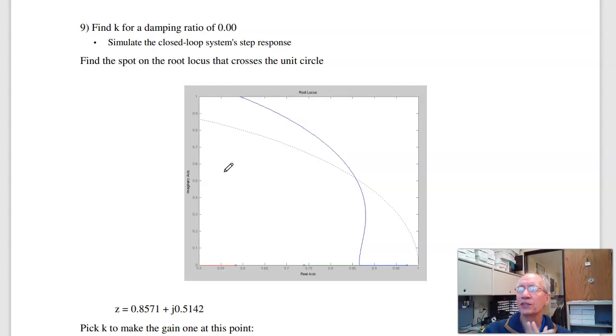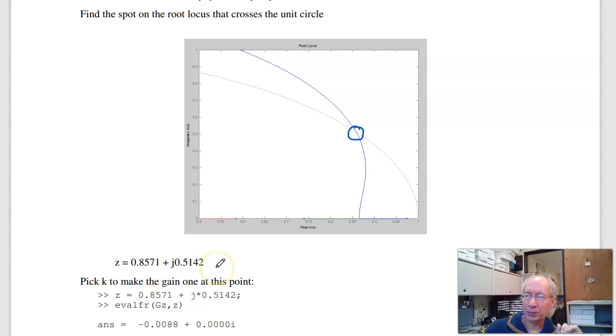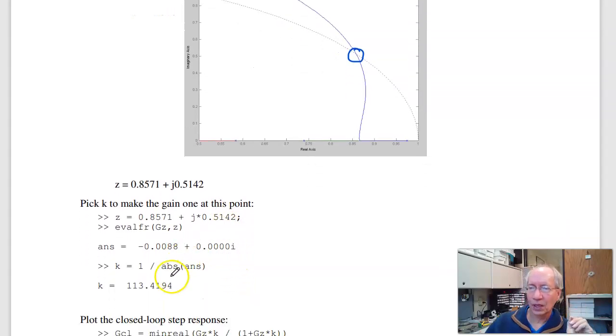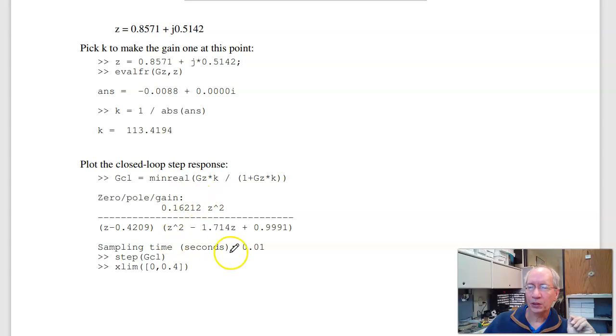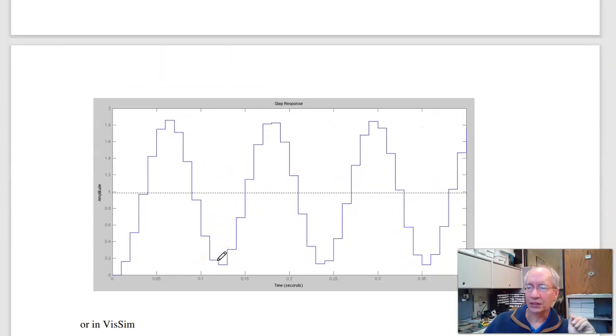Finally, for a damping of 0, I want to find out where it crosses the unit circle. So here's the unit circle. I want to find this point. Zooming in on it, that's 0.85 plus j.51. Pick k to make the gain 1 at that point. K is 113. Plot the closed loop response. And there she is.